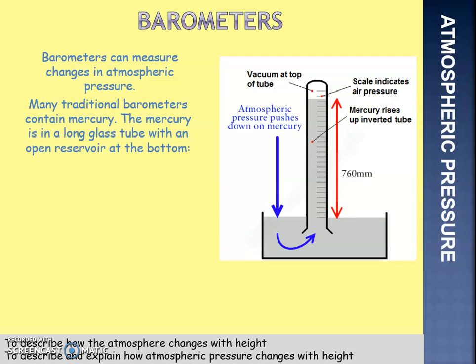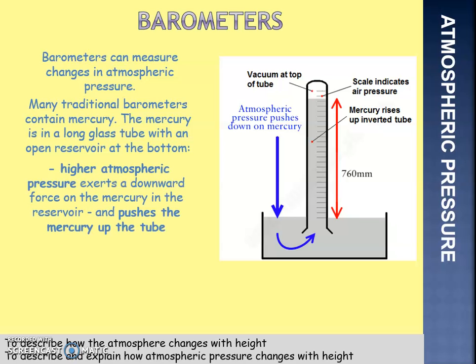So we have a big tube, we fill that with mercury, there's a vacuum at the top of the tube, and the atmospheric pressure pushes down on the mercury. When there's a higher atmospheric pressure, it exerts a much bigger downward force on the mercury in the reservoir. This then pushes the mercury up the tube. So we could see from the scale that the mercury would be a lot further up that tube. That indicates a high atmospheric pressure.